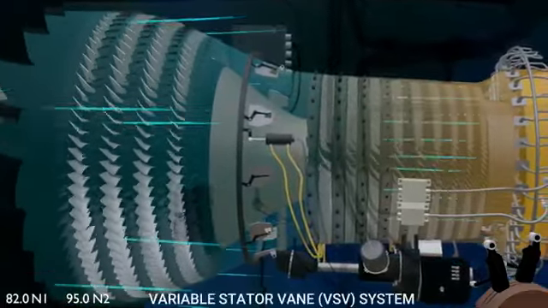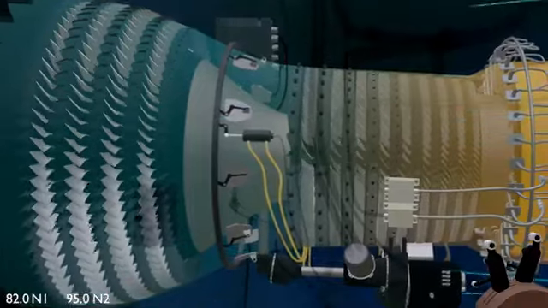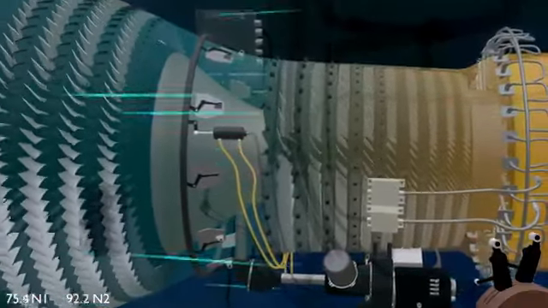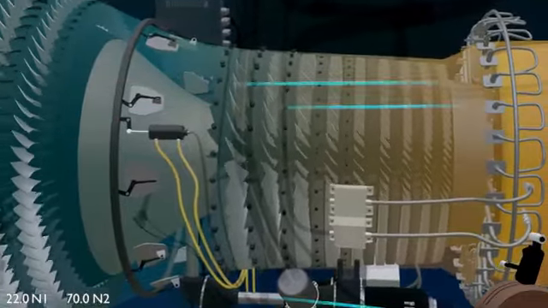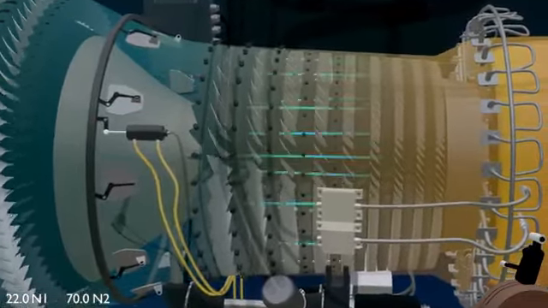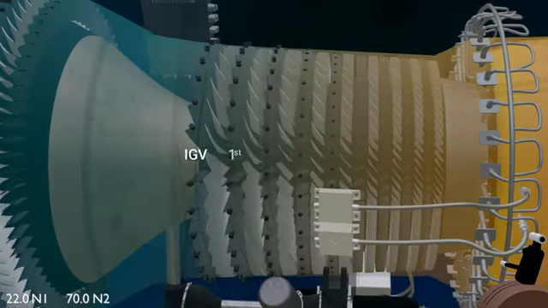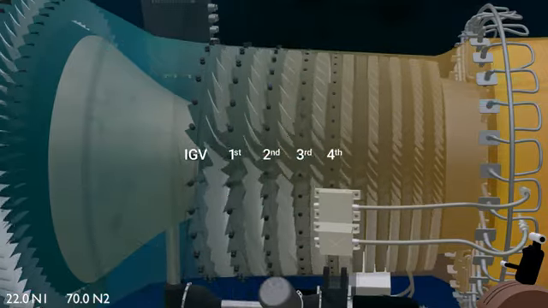The variable stator vanes supplement the VBV system in increasing the compressor efficiency at low speeds. The VSV system controls the airflow in the high-pressure compressor by controlling 5 stages: inlet guide vanes, first, second, third, and fourth stator stages.